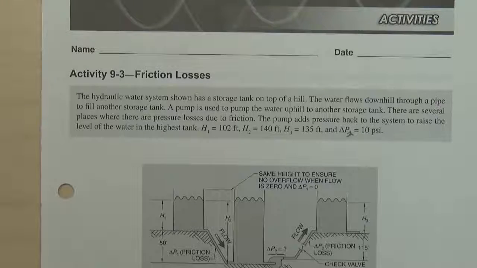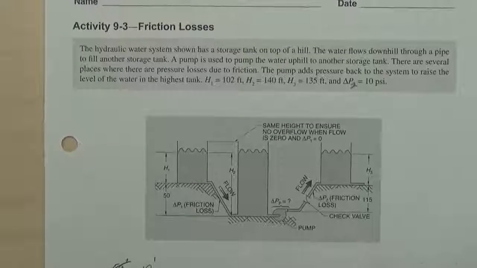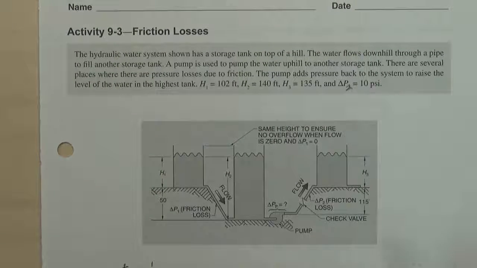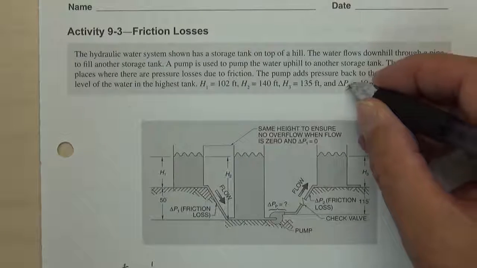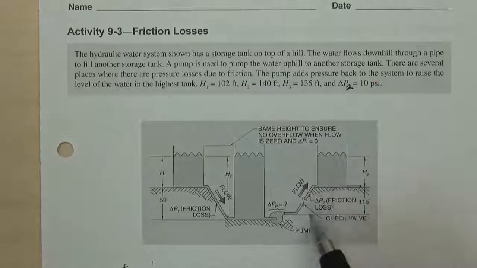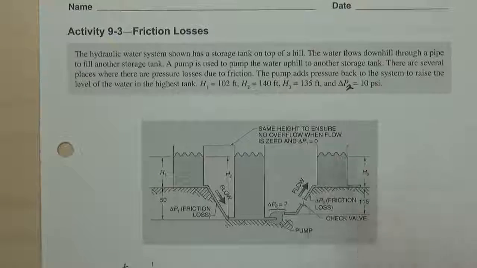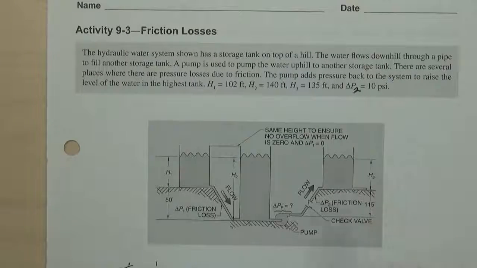Activity 9-3, friction losses. Now, this is one of the harder problems in the book, and it's made even more complicated by the fact that there's a typo. Delta P, this should be delta P2 right here, 10 psi. So that's the friction loss in this section of the pipe, and we'll get to that.